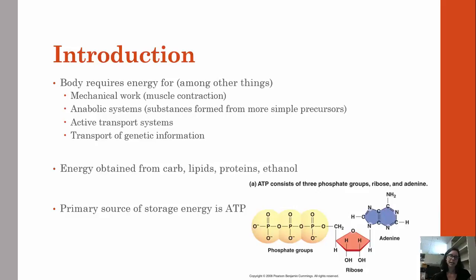So energy can be obtained from carbohydrates, lipids, proteins, and ethanol. And the primary source of storage energy in our bodies is adenosine triphosphate, or ATP. So here is the ATP molecule, and we can see we have adenine, we have a ribose, and we have 3 phosphates here. And the bonds of these phosphates are very high energy and store a high amount of energy that we can utilize for the work that we do.